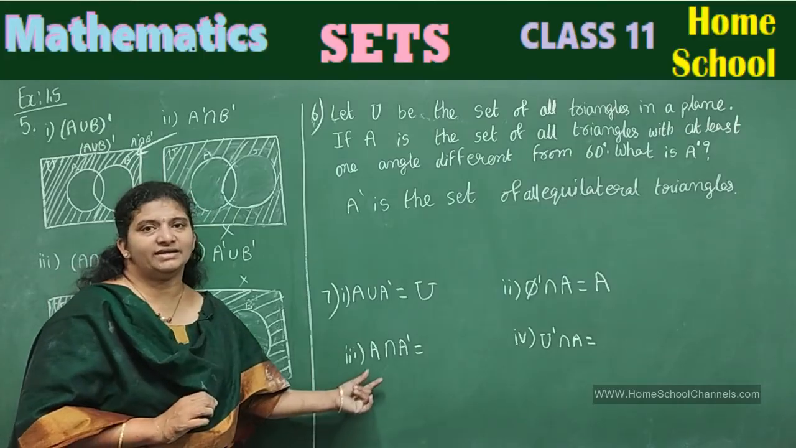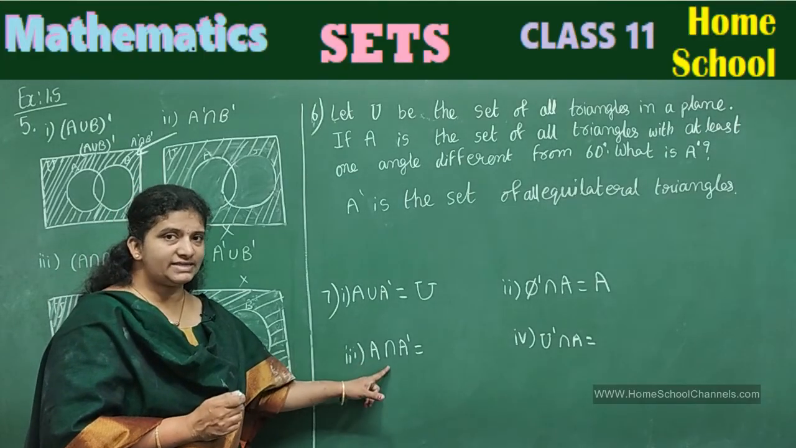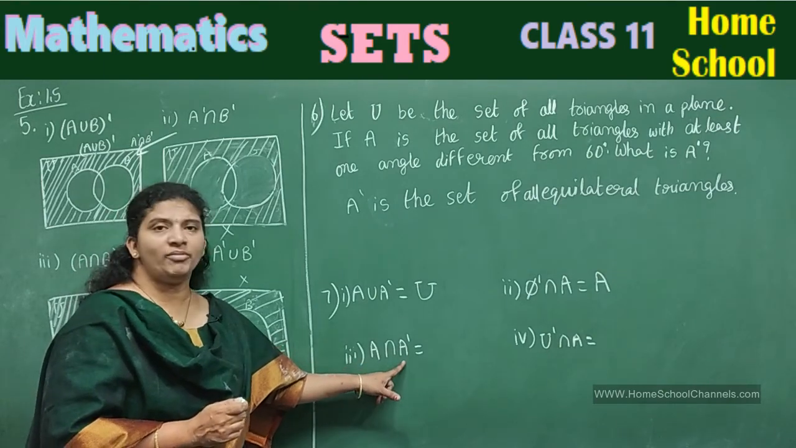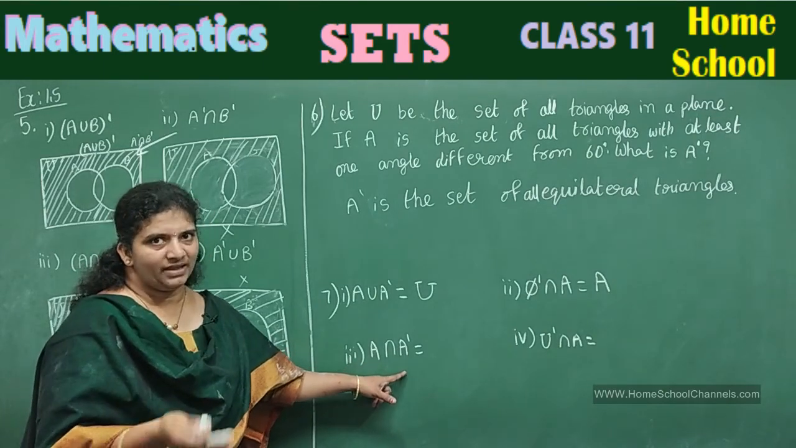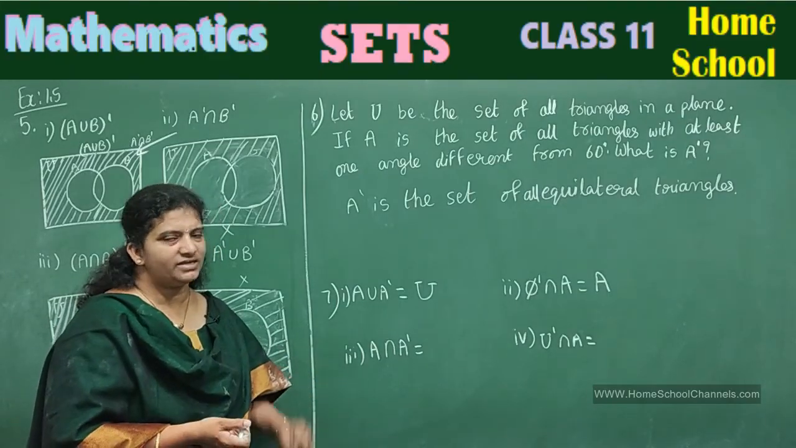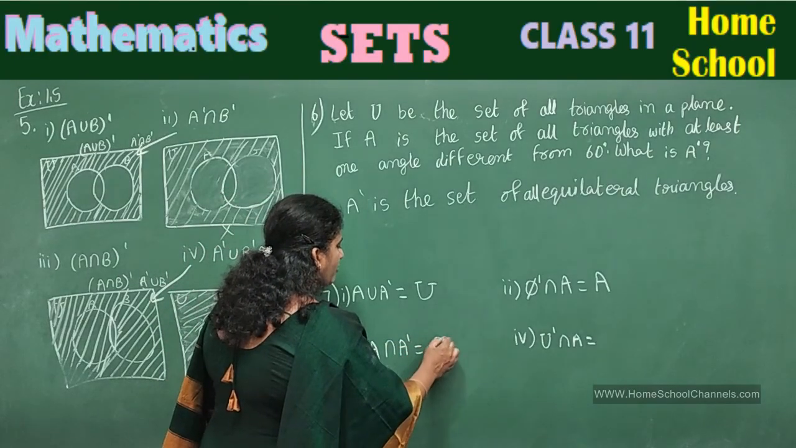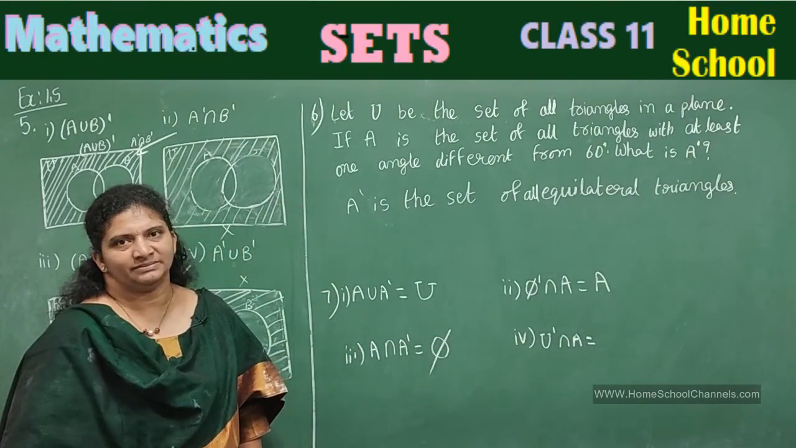Third one, A intersection A complement. Set A intersection A complement. A complement means other than A. Other than set A and set A, do you have any common elements? There are no common elements. That means A intersection A complement is equal to null set.